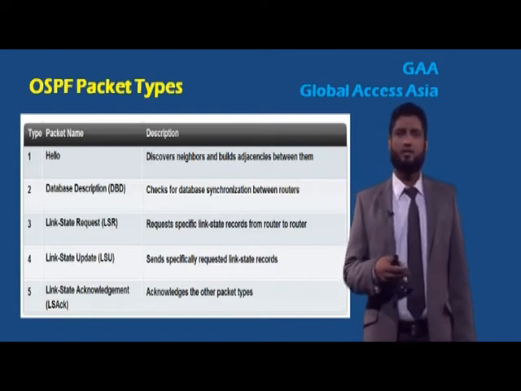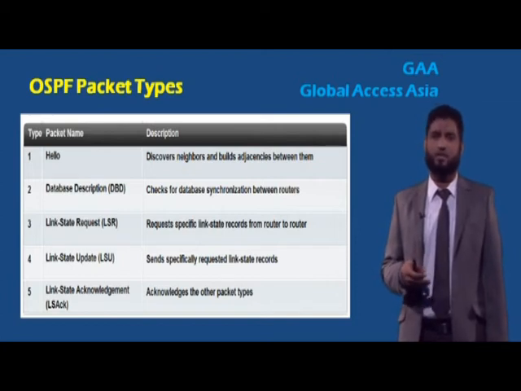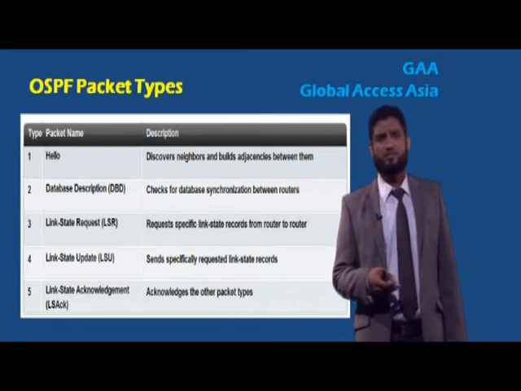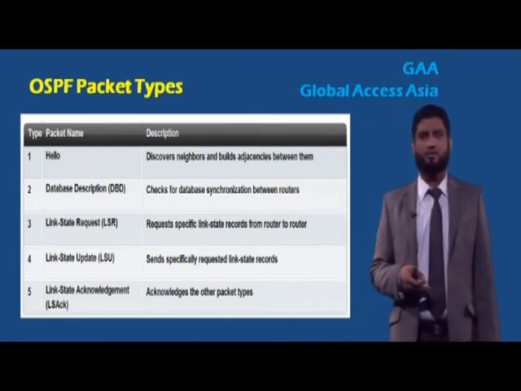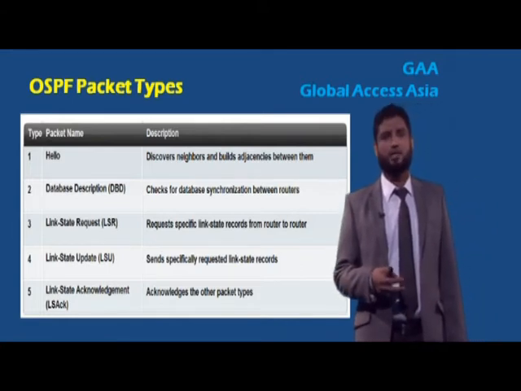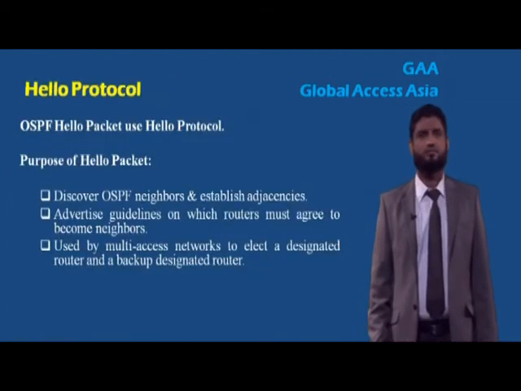Link state requests request specific link state records from router to router. Link state updates send the specifically requested link state records. Link state acknowledgements acknowledge the other packet types.